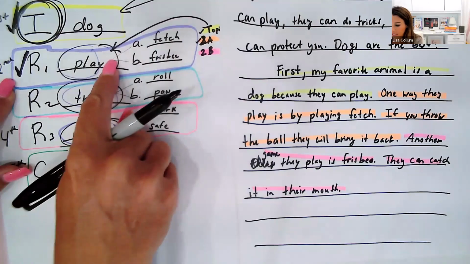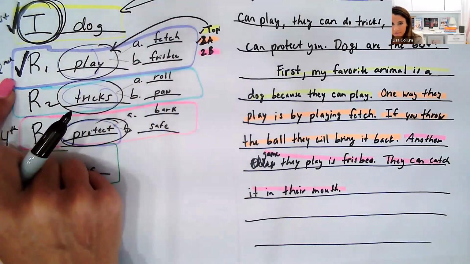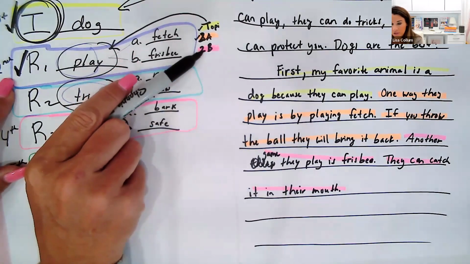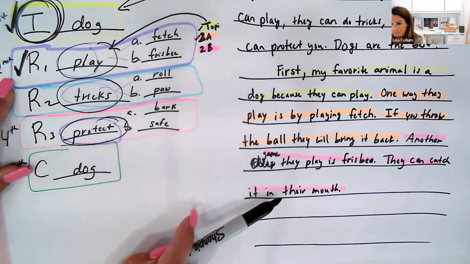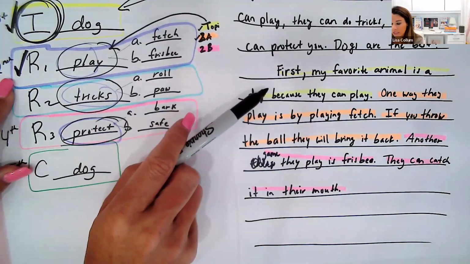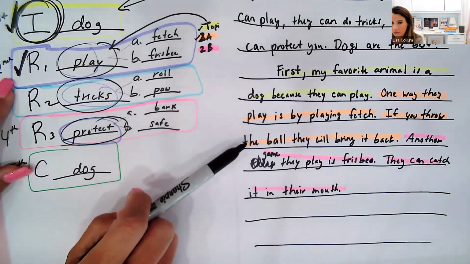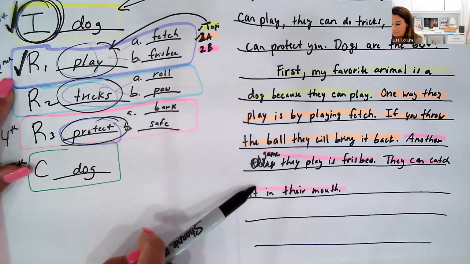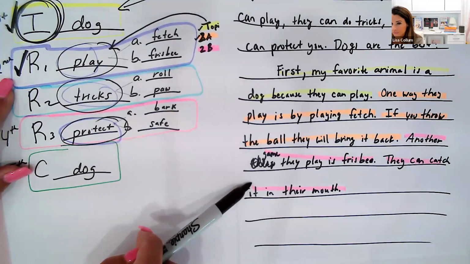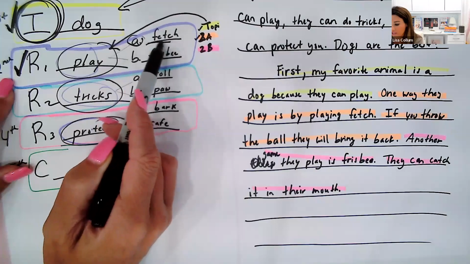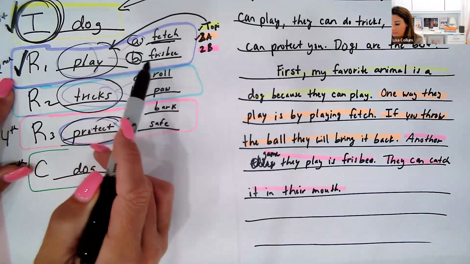T was topic, then I wrote two about A and two about B. Done. See how easy that is? That's it. It's five sentences because your topic sentence is one plus 2A plus 2B. That's five. I have it right here. You can see my topic sentence is in yellow. My 2A sentences are in orange, and my 2B sentences are in pink. Remember, 2A just means I'm writing two sentences about my A, which is fetch. And 2B means I'm writing two sentences about B, which is Frisbee.